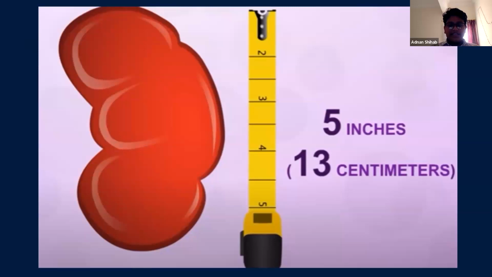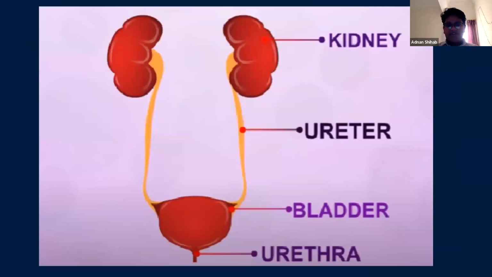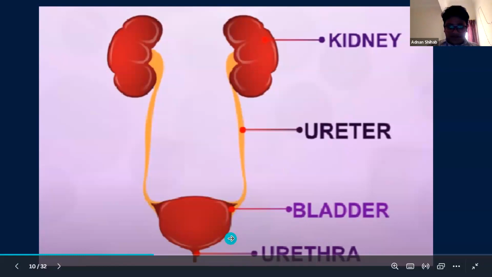The kidneys are 5 inches or 13 centimeters in height, and 3 inches or 8 centimeters in breadth. So this is the diagram of it. First of all, it's the kidney. Then the connection, or the type of valve we can call it, is the ureter. Then comes the bladder, then the urethra.